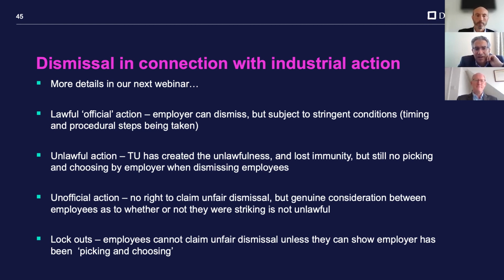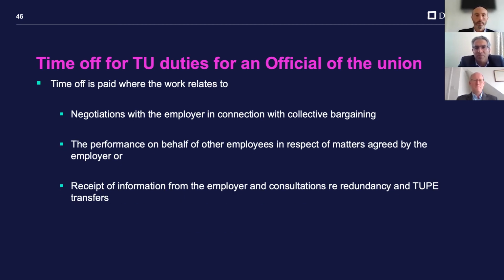And then finally, at this high level, we've got lockouts. Well, that's essentially where the employer says, you're taking industrial action, well, you know what you can do. So they literally lock the employees out and don't let them attend the workplace. Now, in that context, the employees can't claim unfair dismissal unless they can show that the employer has been picking or choosing. So, as I say, we'll go into more detail on that in the next webinar, but it's hopefully helpful just to understand and identify those different categories.